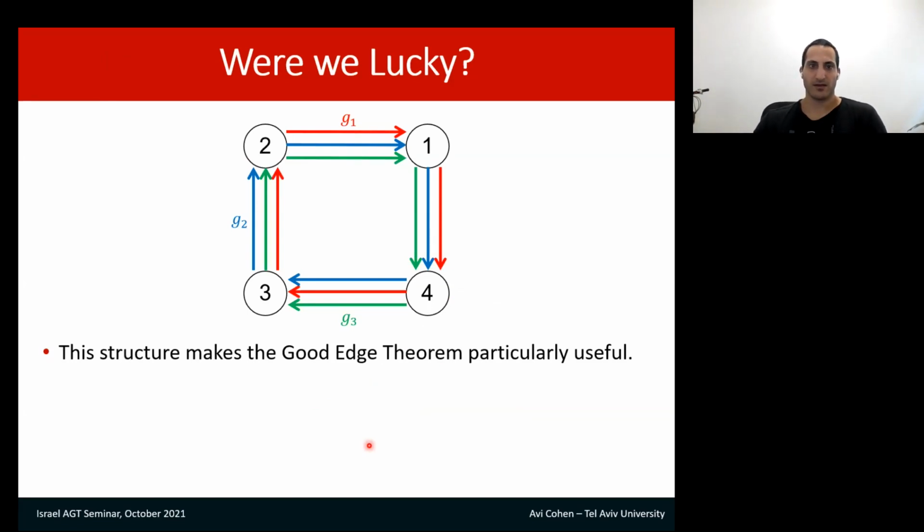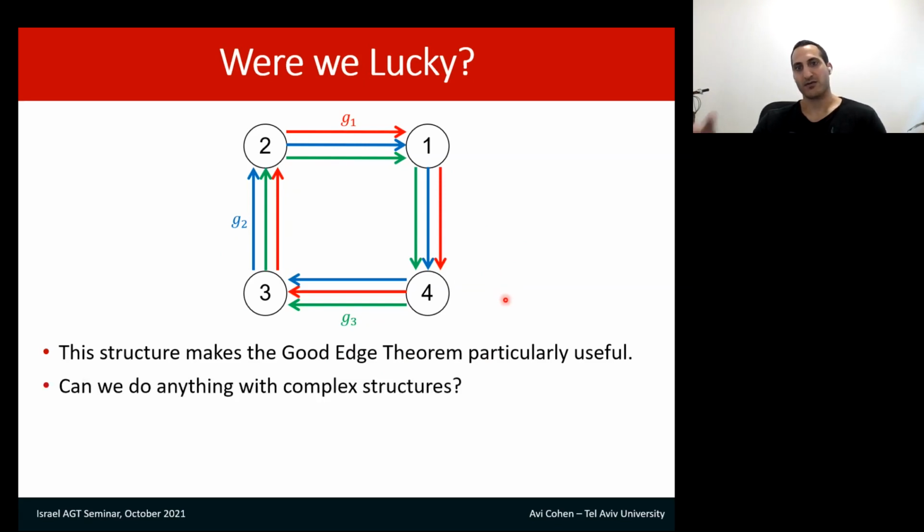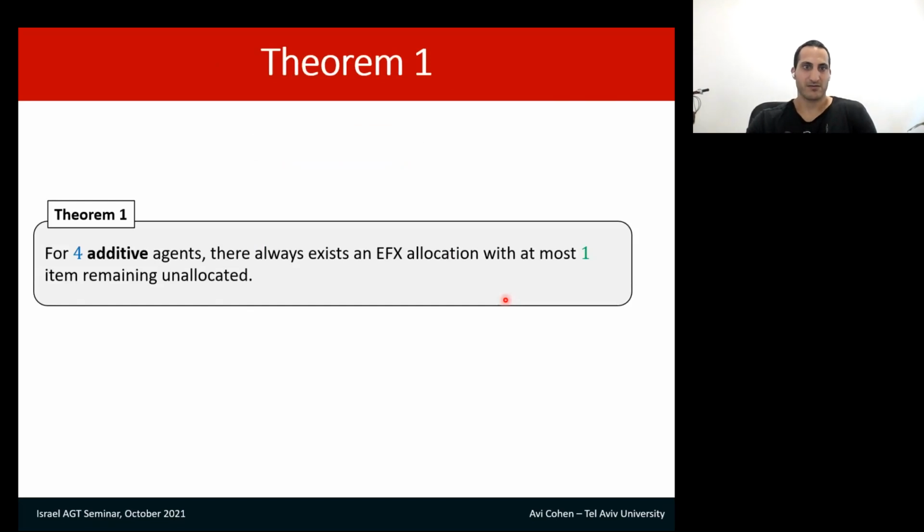So now, is this theorem useful if the structure is not very nice to work with, like we had after this lemma? It seems like the good edge theorem can only be used if this is the structure, and any good edge will help us. Can we do anything when the structure is more complex? So this brings us to the main theorem. Just a reminder, the main theorem is that for 4 additive agents, there always exists an EFX allocation with at most 1 item remaining unallocated.